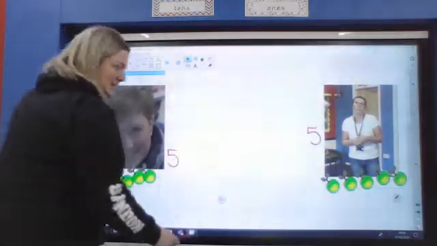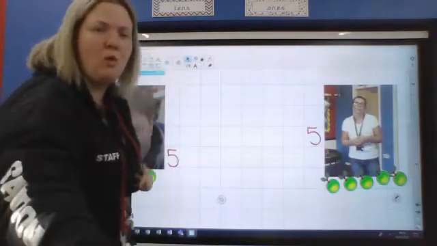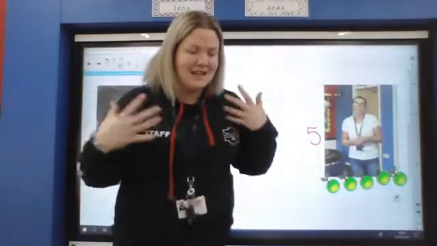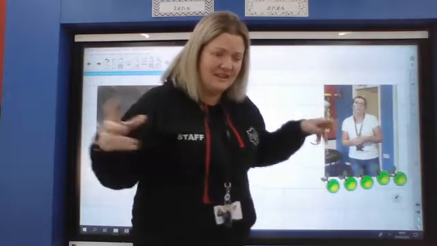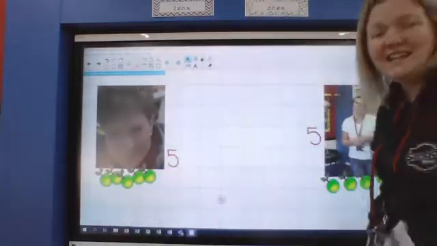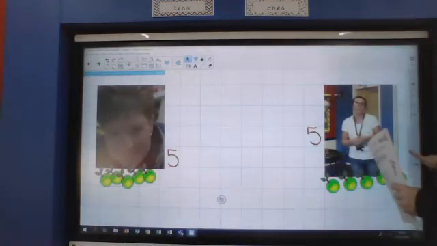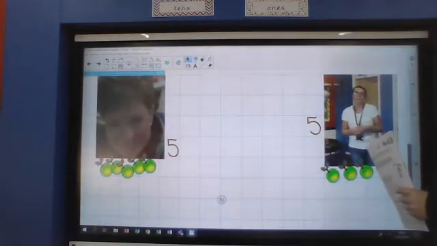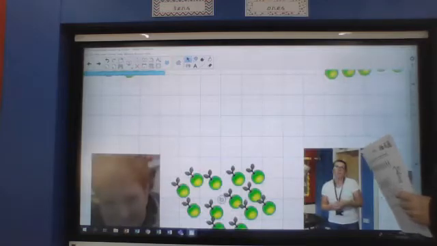So Mrs. Beckett has 5 apples. Miss Wildig has 5 apples. Is that fair? Yes, they've both got an equal amount of apples, haven't they?